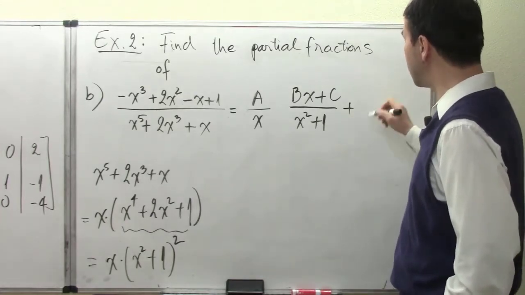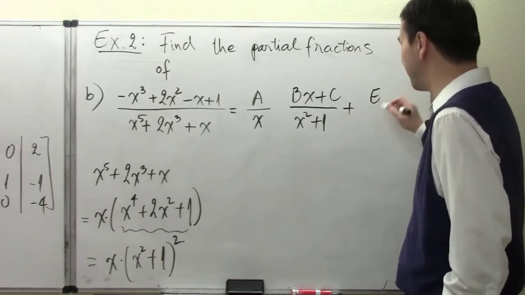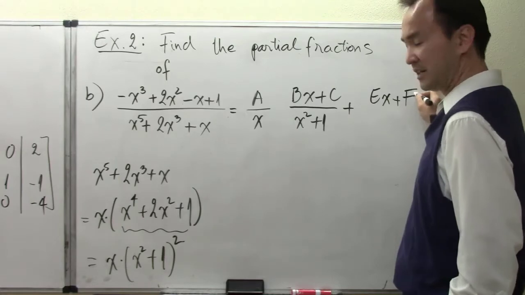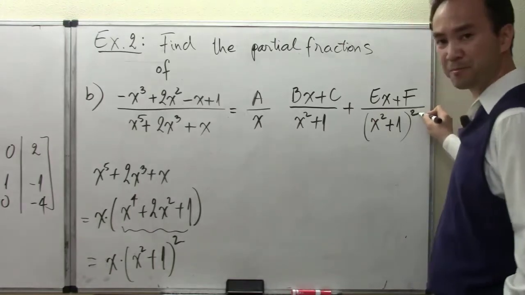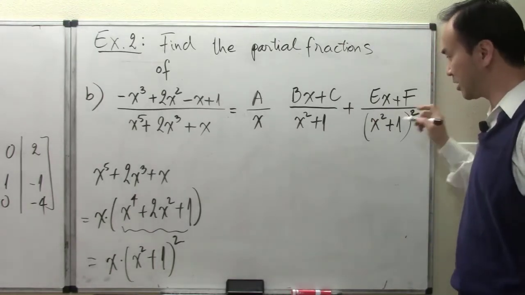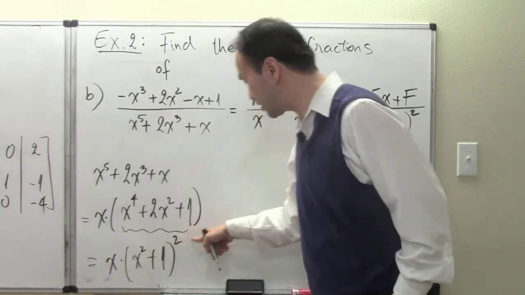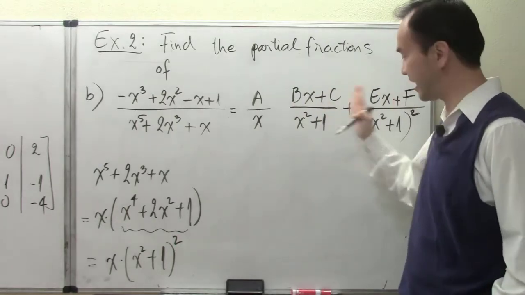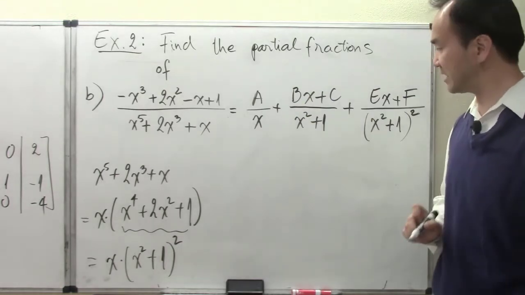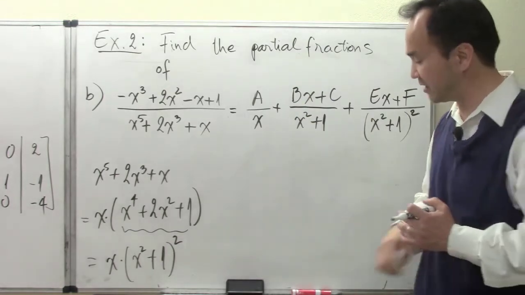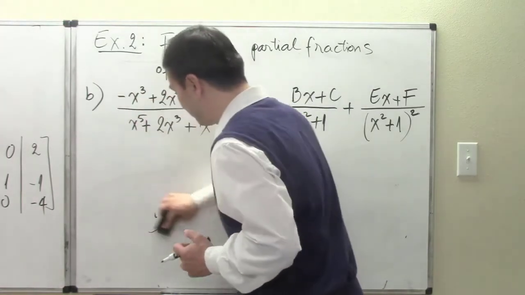And then we're going to need another. So here I'm running out of letters, A, B, C, so I'm going to call it E and F. So Ex plus F, another linear to be over the square of my irreducible quadratic. Okay, so my irreducible here is repeated, and it has multiplicity 2, so I need 2 terms for that. Okay, and that's how it looks right there. So these are all being added. All right, so that's how we set up the starting step for any of these partial fraction decomposition steps right here.